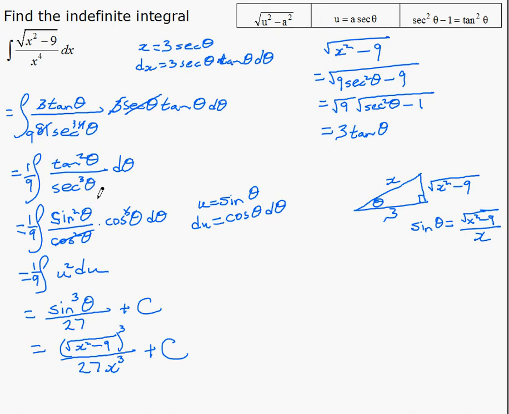So in this case, we changed it to sine and cosine, used substitution, integrated, then we have it in terms of theta. Draw your reference triangle, figure out what the trig function you have left is in terms of x, substitute to get your final answer.